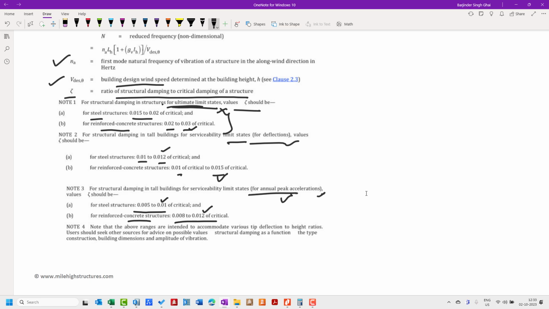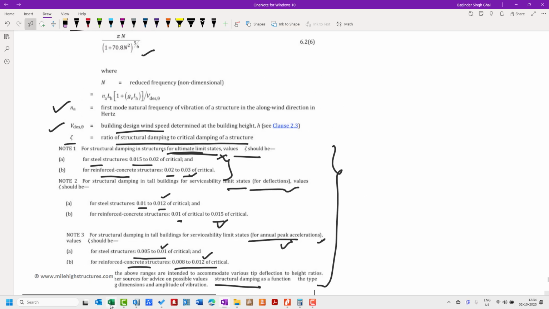Now, we do need to understand that the above ranges are intended to accommodate various tip deflection to height ratios. So if required, the user is free to seek other sources for advice on possible values of structural damping. But as per my experience, these values are correct values. We can trust the code, and we can go ahead with the damping values that are given in the code here.